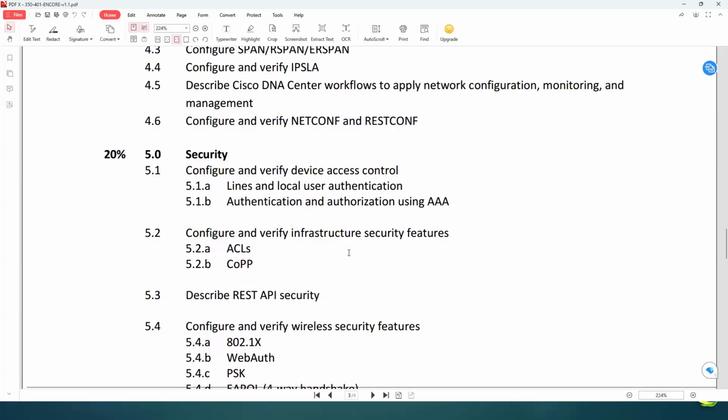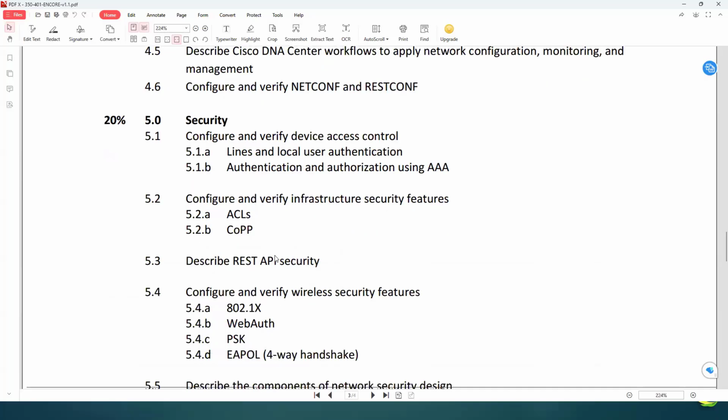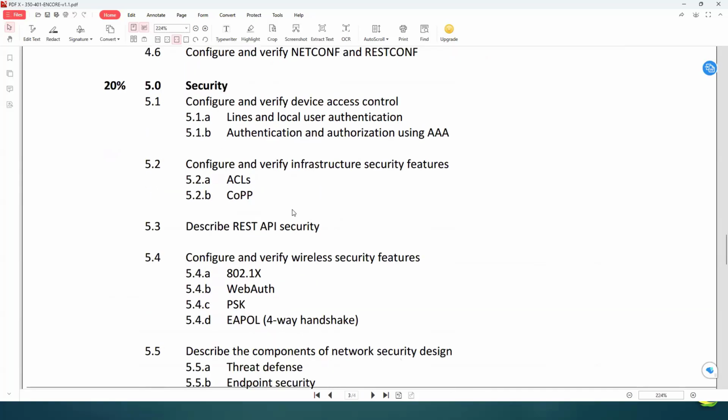Security configuration, of course: AAA, ACL, CoPP, all the important security aspects, whether it is wireless or wired, you'll see. And some of them we can configure also. You can see we have some configuration as well. So we have to make sure that we have some labs for these as well.